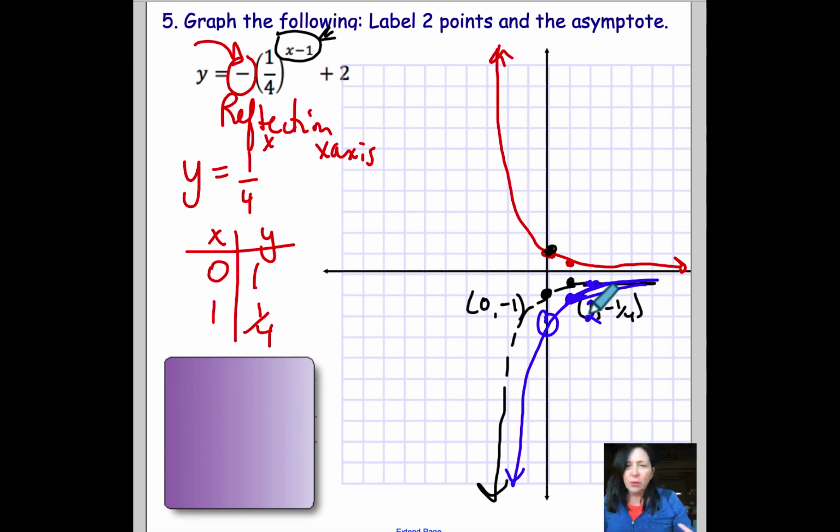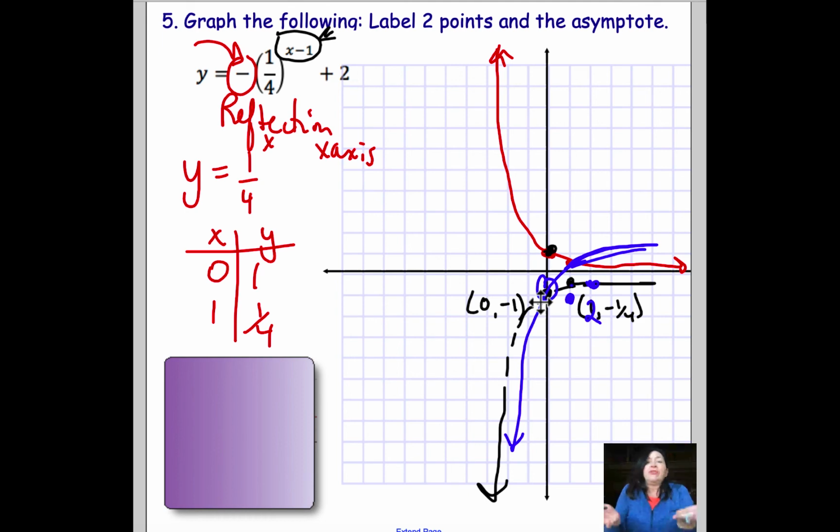Now, lastly, we're going to take those 2 points and we're going to move those up. So I'm going to take this graph and shift it up 2. So everything gets moved up. And so all you're doing is taking your actual values and moving everything up too.